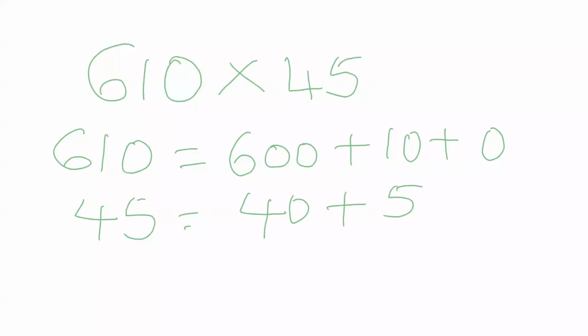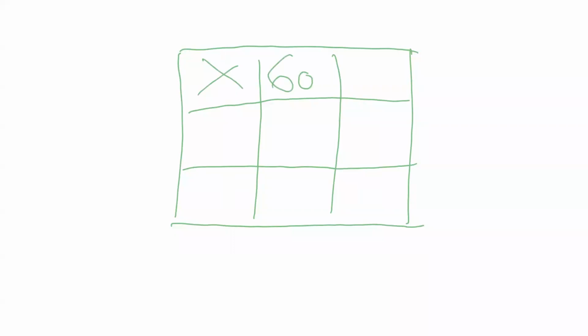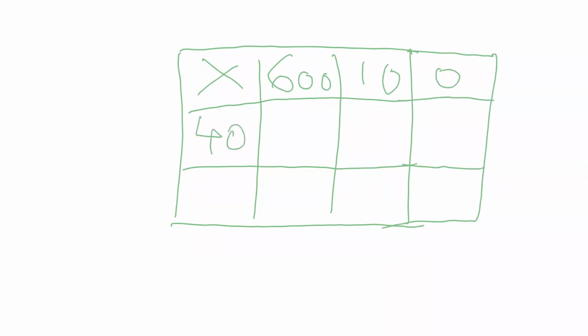Now after writing the expanded form, we are going to draw the table. And in which we are going to write 600 plus 10 and plus 0. And 45 expanded form is 40 plus 5.